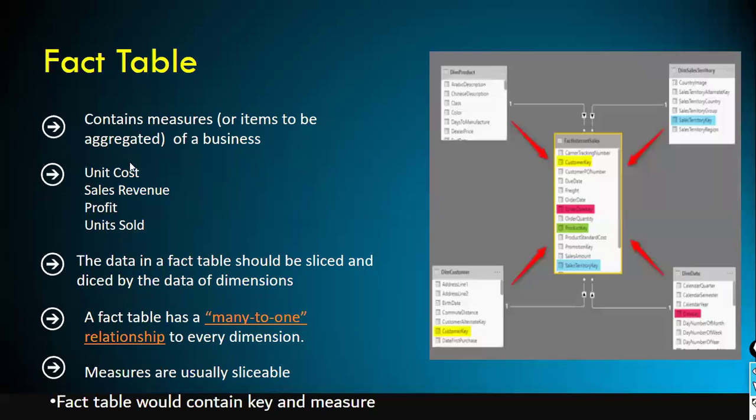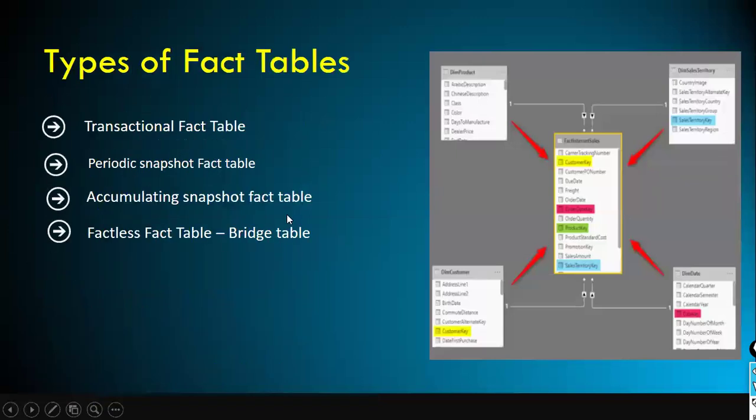So what is a fact table? We already discussed. These are the facts, right? Unit cost, sales, revenue, profit, units sold, everything. So here, the data in the fact table should be sliced and diced by the data of the dimensions. With the help of the dimensions, we'll be able to slice and dice the fact table. The fact table has a many-to-one relationship to every dimension. Okay, measures are usually sliceable, and this is what a fact table is.